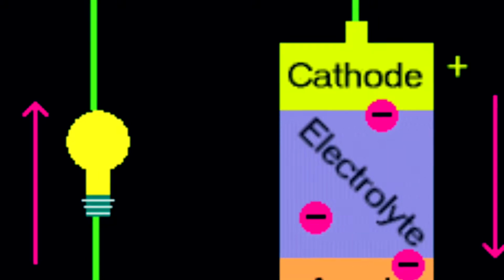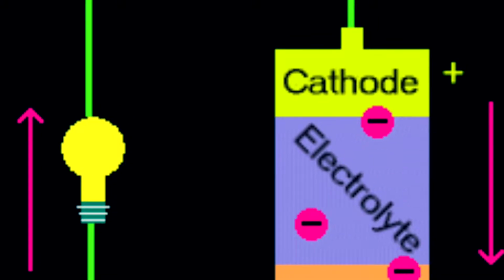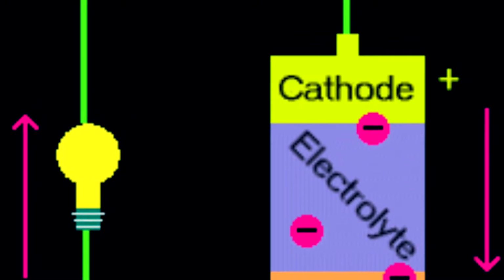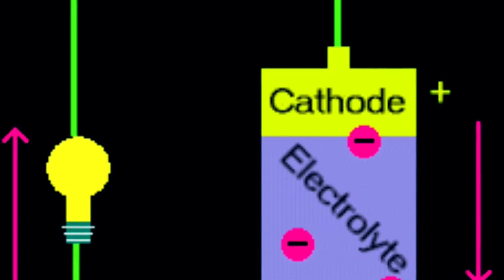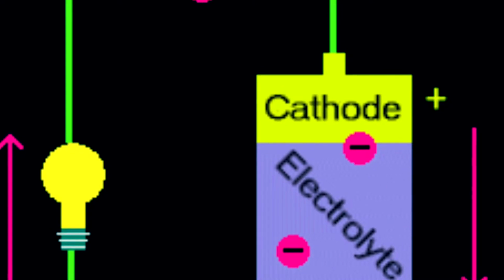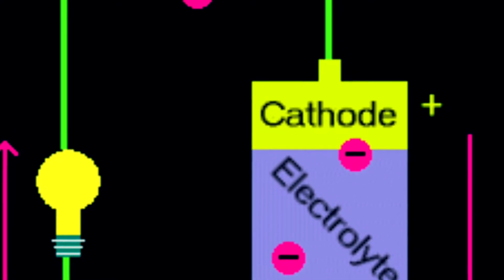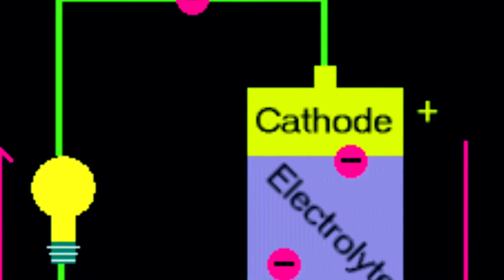Batteries have three parts: an anode, a cathode, and the electrolyte. The cathode and the anode, which are the positive and negative sides at either end of the traditional battery, are hooked up to an electrical circuit. The chemical reactions in the battery cause a buildup of electrons at the anode.